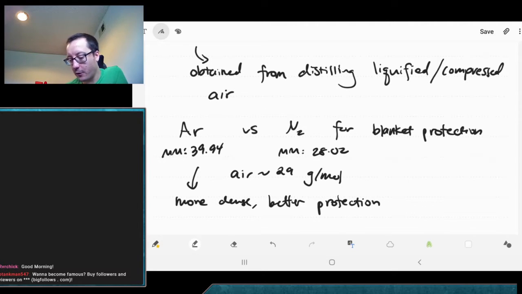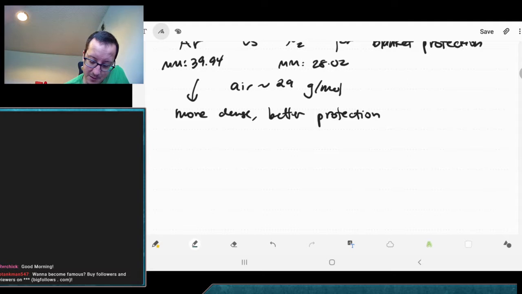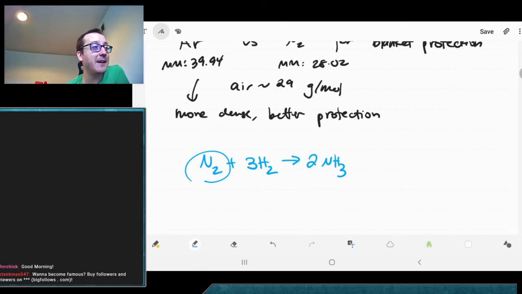Let's see, what else do we have? Oh, of course, the other most common use for nitrogen is... look, it's back, never to leave. Here it is again, the nitrogen.